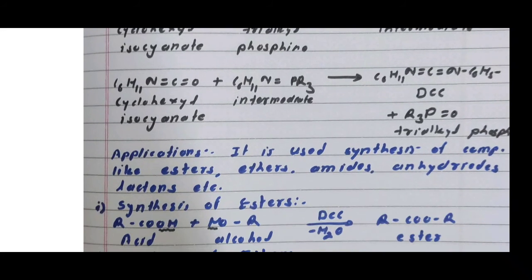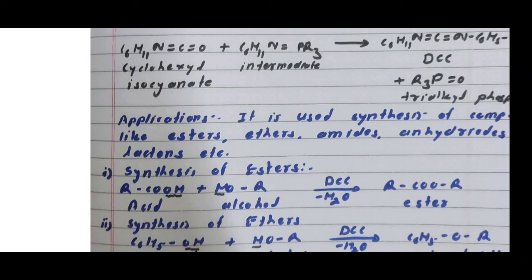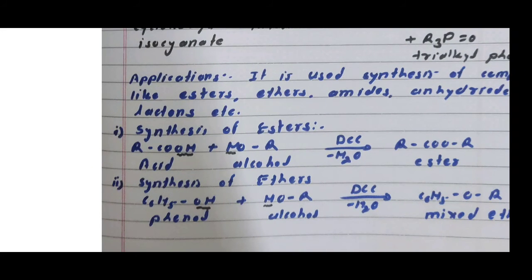Then after preparation, we are going to study applications of DCC. Here, under mild conditions, it acts mainly as a dehydrating agent. So it is used for synthesis of compounds like esters, ethers, anhydrides, amides, lactones, etc. Therefore, first we study the synthesis of esters. How will esters be formed? Acid plus alcohol gives ester. This is the general formula for preparation of ester.